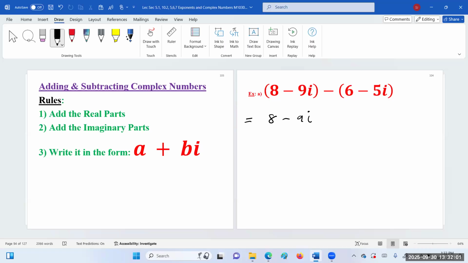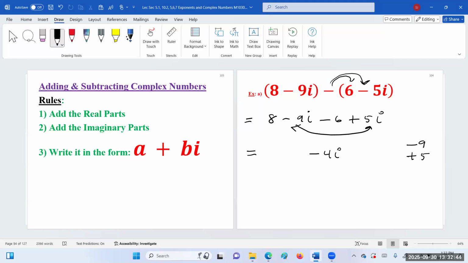Distribute the negative. Good. So the negative goes to the 6, and the negative goes to the 5i. So what do you get? Plus 5i. And now you combine like terms. What like terms do you see? i's. So you have minus 9i plus 5i. How many i's? Minus 9 and positive 5. So two different signs, you always have to subtract. Negative 4i.